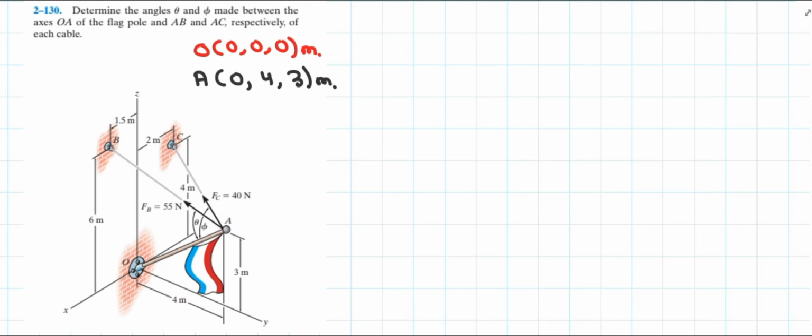Now, what about the location of point C? This is basically our point C. This 2 meter distance is considered to be the x value of point C, and it is the negative x value because this 2 meter distance is indicated into the page. Similarly, this 4 meter distance is considered to be the z value of point C, and it is the positive z value because it is indicated vertically upward, and there is no y value in point C. So the location of point C can be written as C (negative 2, 0, 4) meter. This is the location of point C.